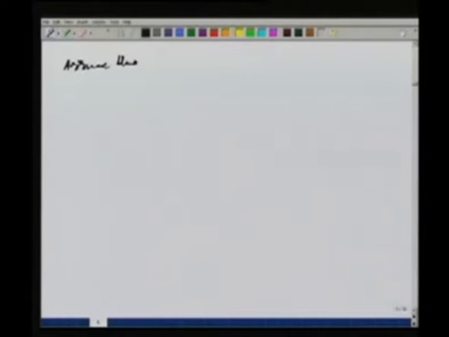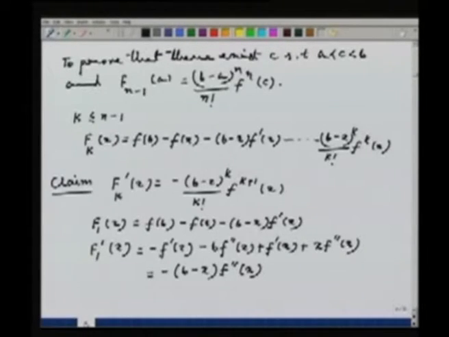Now I will assume this result and try to prove it for F_(k+1). So assume that the claim is true for k. Let us see the formula for F_k(x). It is (b minus x) to the power same power k, then factorial k, then the derivative has one power extra, that is k plus 1. So when we write down F_(k+1)(x), it should go up to k plus 2.